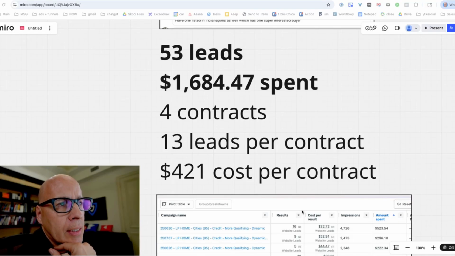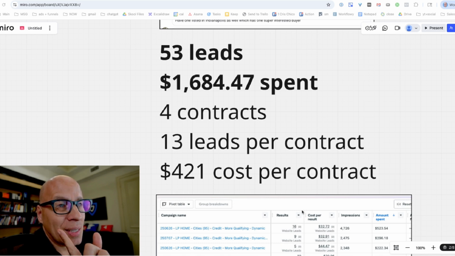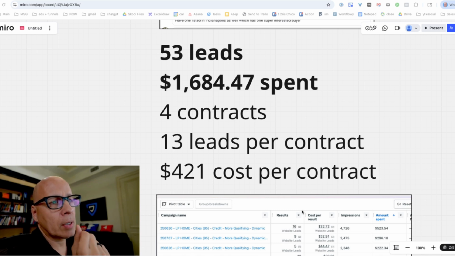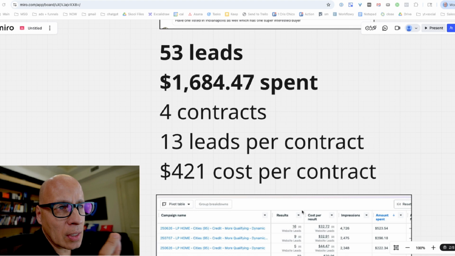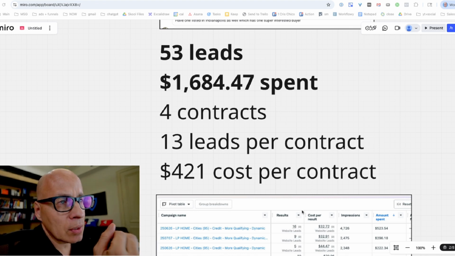So we had a client that spent $1,600, generated 53 leads. From those 53 leads, got 4 contracts. That means that he is getting an average of 13 leads per contract, and it's costing him $421 per contract. So if you're a real estate wholesaler right now doing deals, you know that those are amazing numbers.